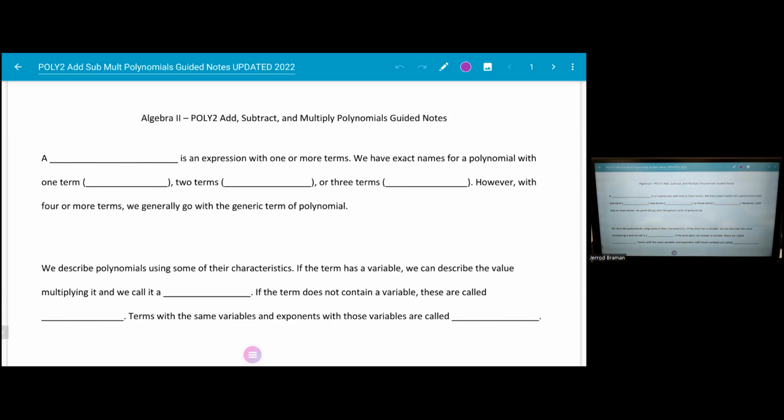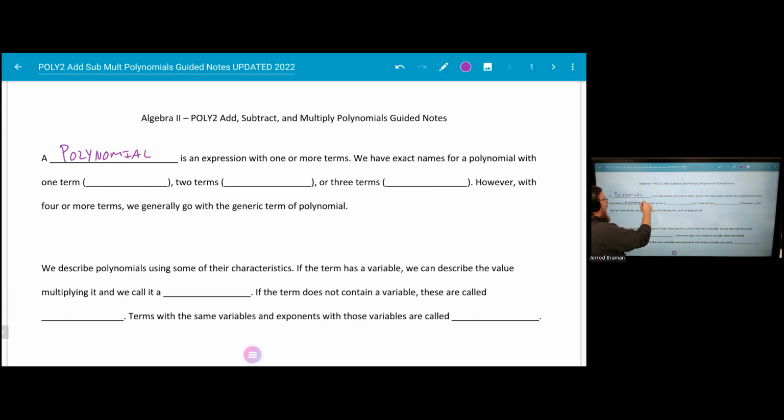We've got a polynomial. Fill in the blanks. I like fill in the blanks. A polynomial is an expression with one or more terms. Poly means many and nomial means terms. So many terms. Now we've got exact names for polynomials. If you just got one term, we call that a monomial.